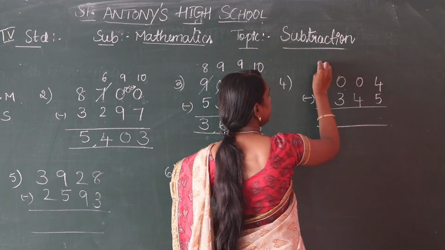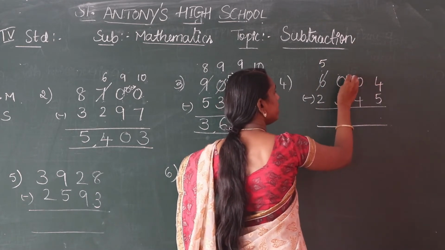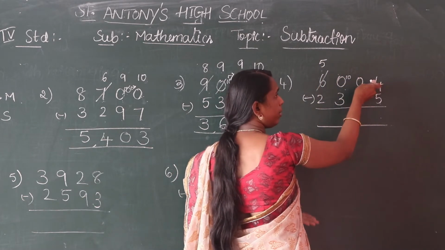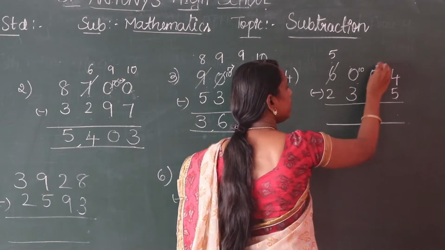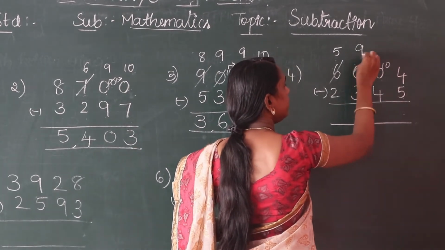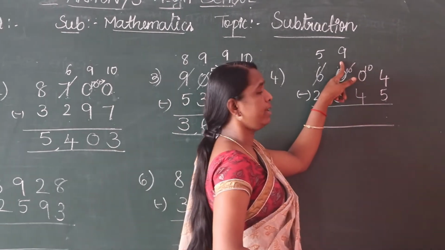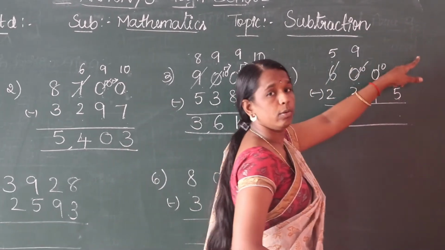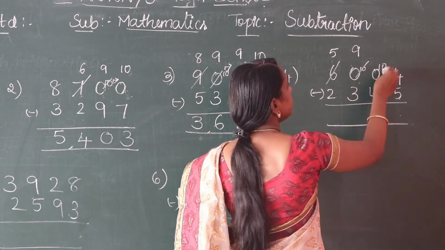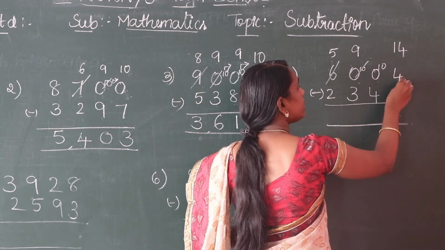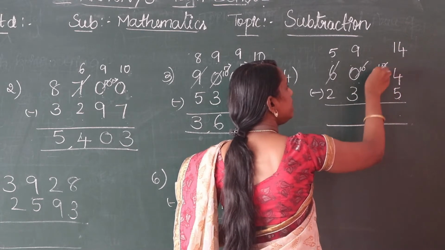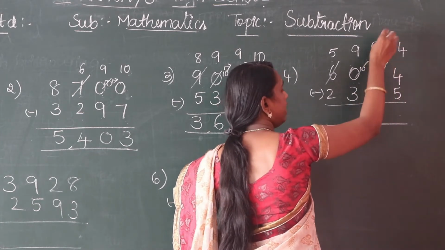This 6 becomes 5. This 0 becomes 10. So we have to give borrow to the tens place now. This 10 becomes 9. This 10 becomes how much? 9. Again we give borrow to the unit place. This 4 becomes how much? 14. So 10 plus 4, 14. This 10 becomes 9.